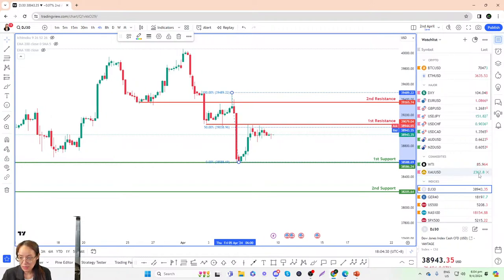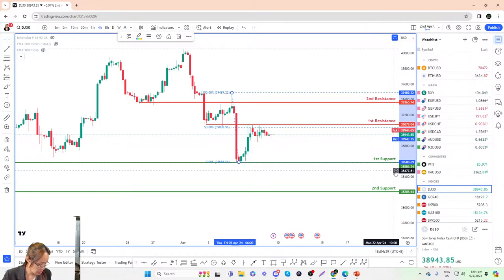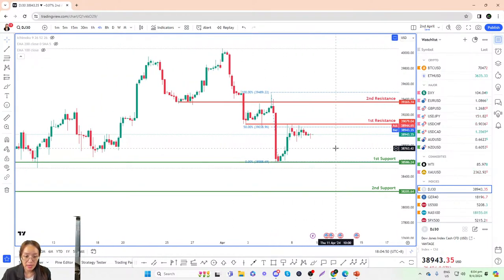Gold is at 2362, it's falling. You know where I put my stop loss? My stop loss is at 2367. I have a very tight stop loss for gold, because it's really big above and I don't want to lose that money. Here for the Dow Jones, any pair you may want me to look at?